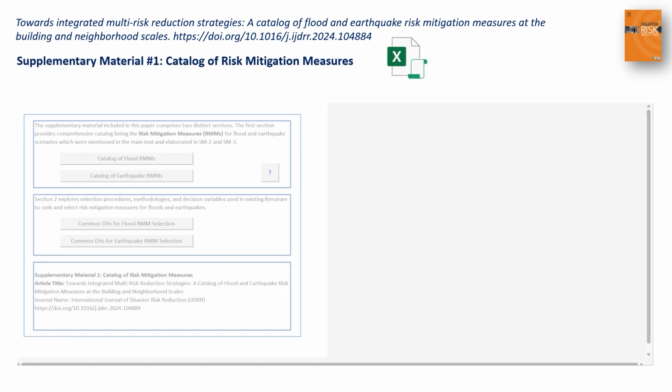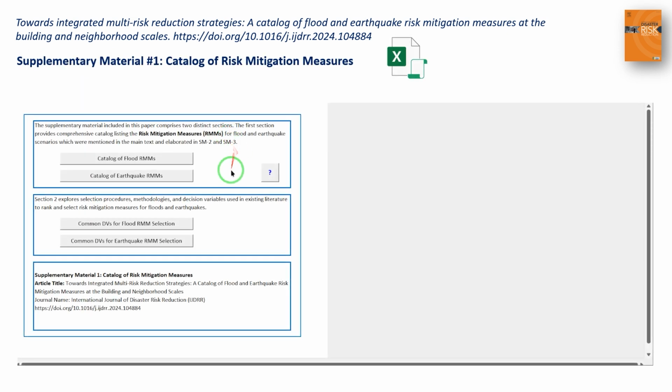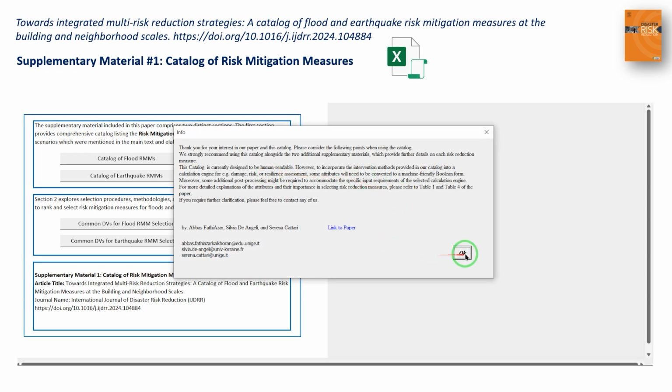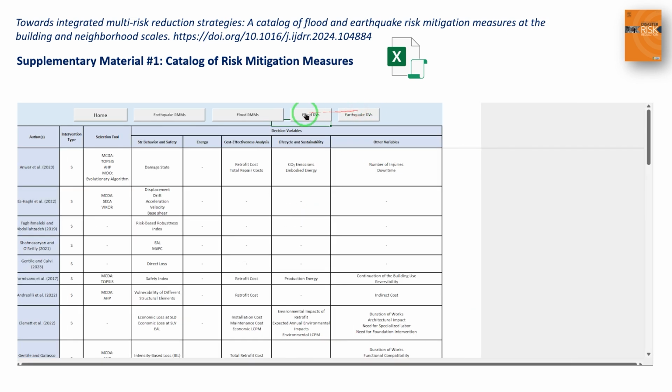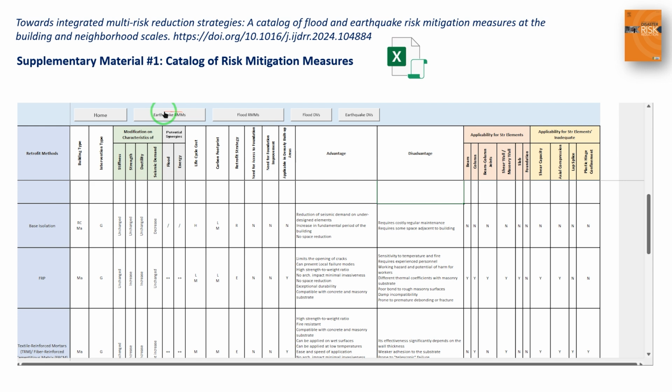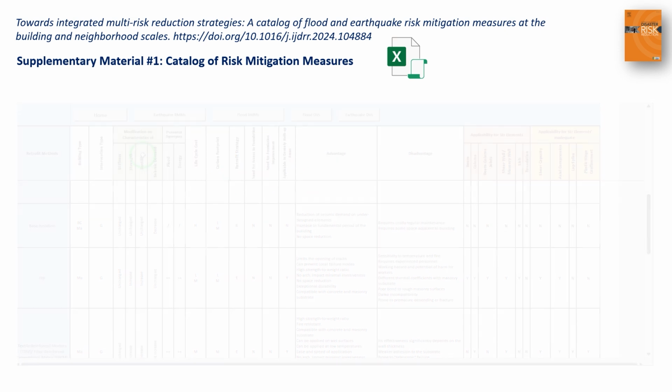All of these measures are compiled into a catalog in supplementary material 1, which after some modifications can be integrated with the decision support tool. Currently, there are 4 parts in this database, 2 related to decision variables that are used in measure selection procedures, and 2 related to risk reduction measures themselves, which are categorized using several different attributes to make our life easier in the selection procedure. And of course, this is a living document and will be updated as we proceed.